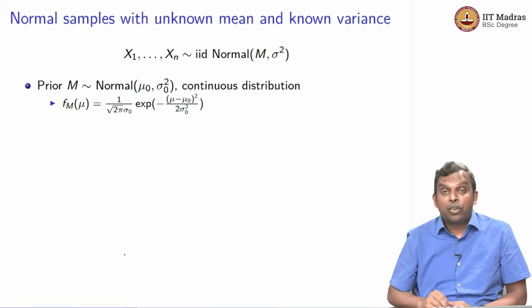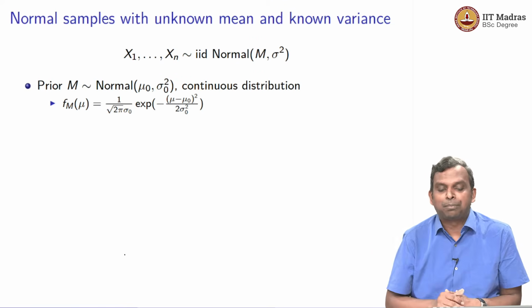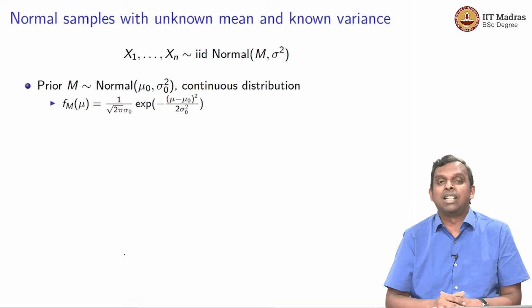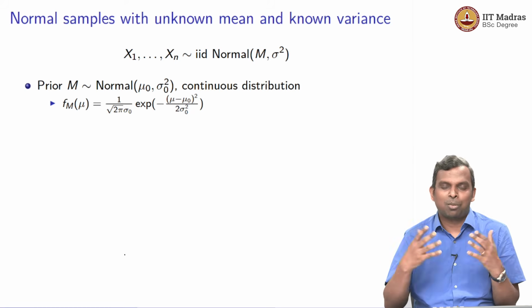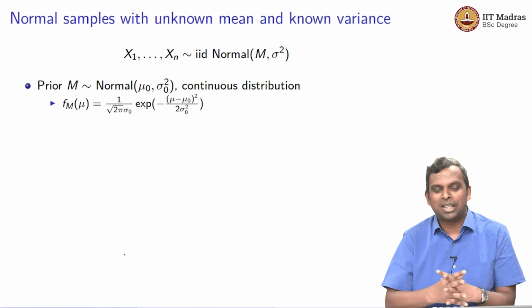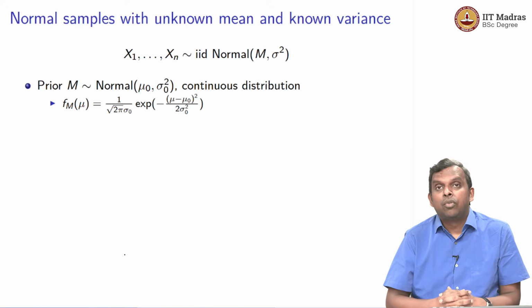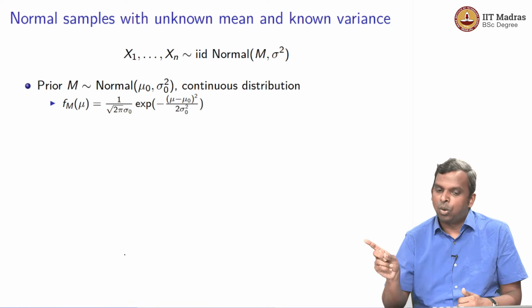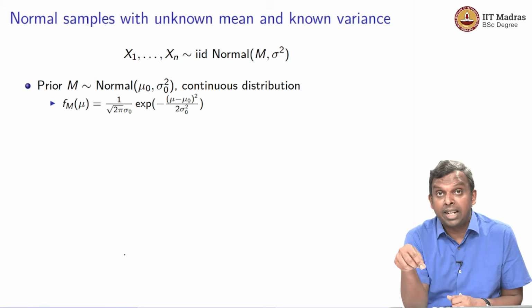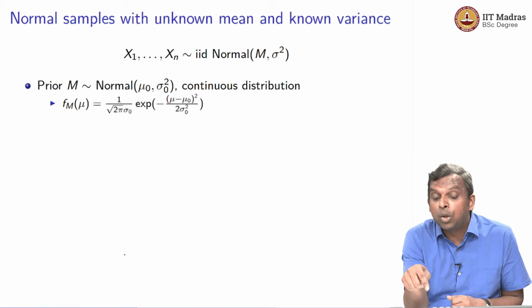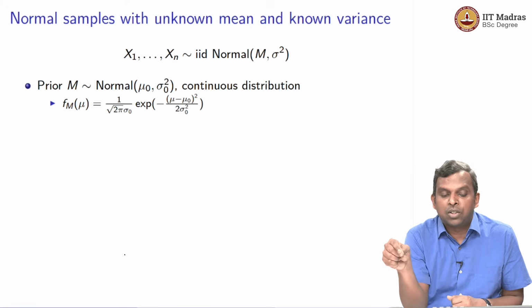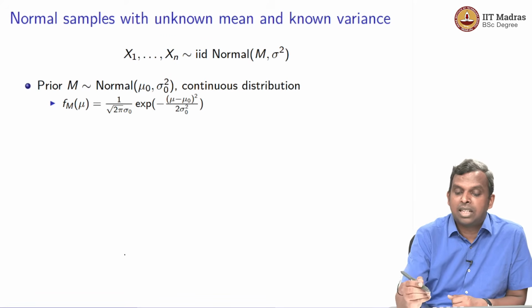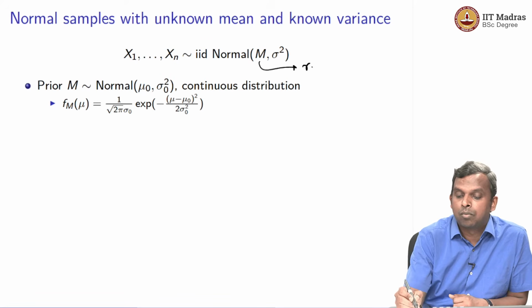We're going to move on to another type of example for this Bayesian estimation. We have normal samples now. We've seen normal samples are really popular. They show up all the time. Normal samples with unknown mean and known variance. Variance is known. So x1 through xn is IID normal with unknown mean, which I'm going to denote as capital M, and variance sigma squared. Why capital M? Again, just to emphasize this is a random variable.